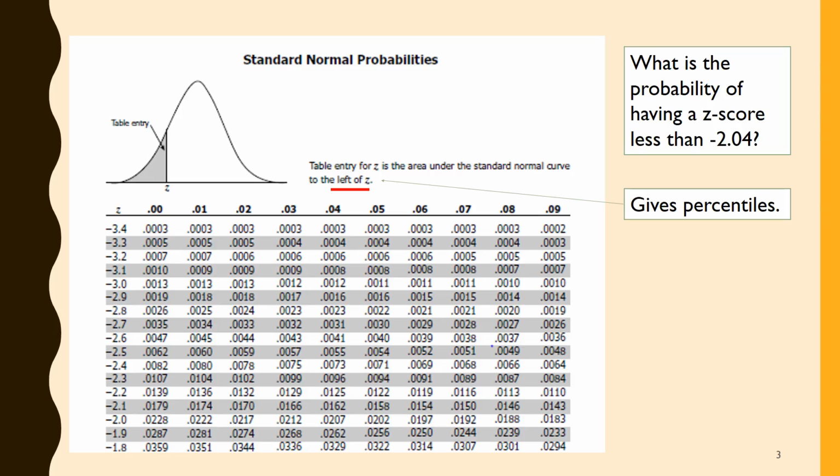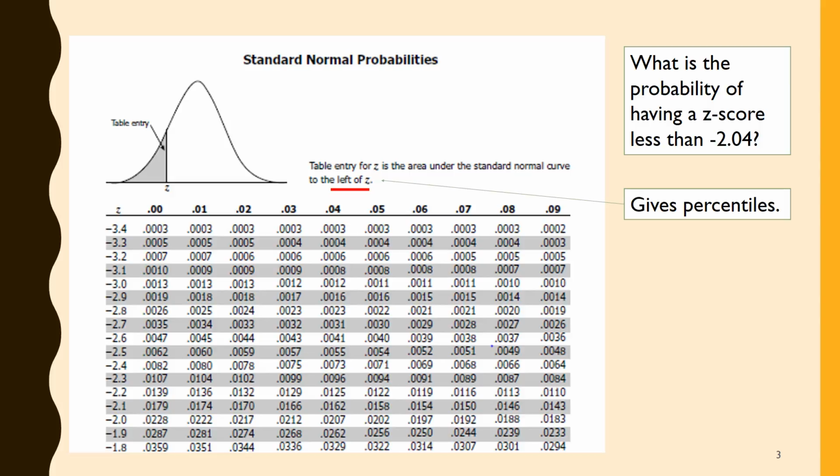On this slide, I'm going to go over how to find the probability of having a z-score less than negative 2.04, or in other words, the percentile for a z-score of negative 2.04. So remember, a percentile gives you the percentage of people that score below you, or the probability of having a z-score less than that z-score.